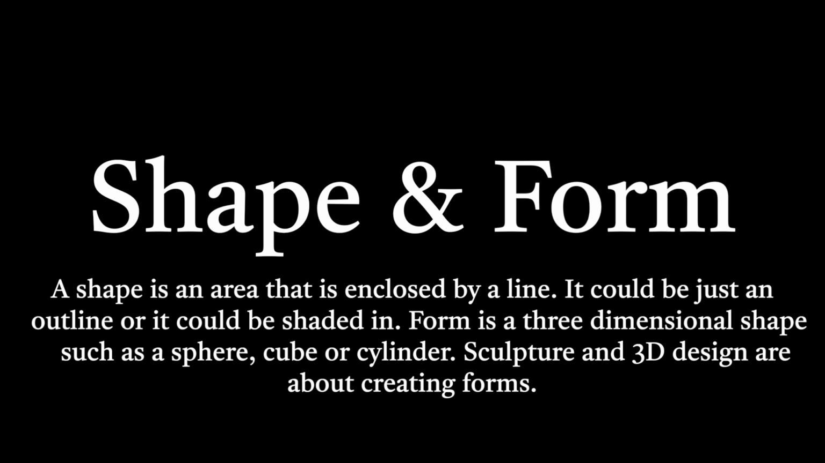A shape is an area that is enclosed by a line. It could be just an outline or it could be shaded in. Form is a 3-dimensional shape such as a sphere, cube or cylinder. Sculpture and 3D design are about creating forms.